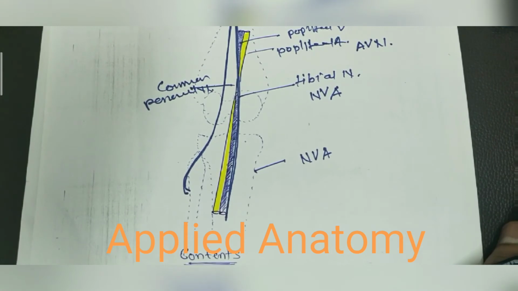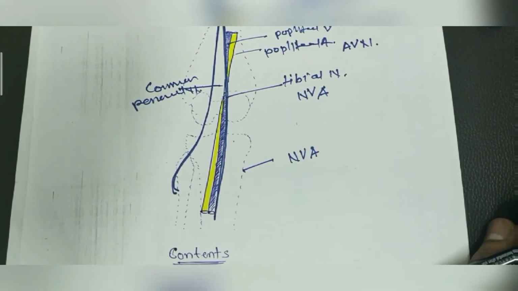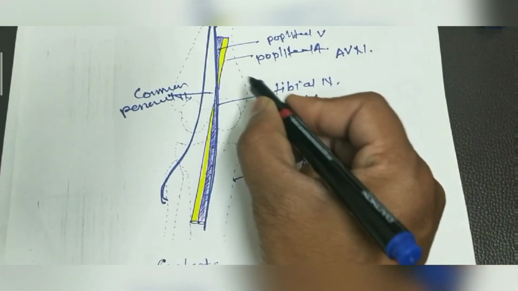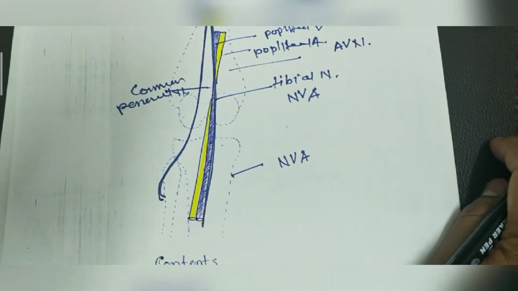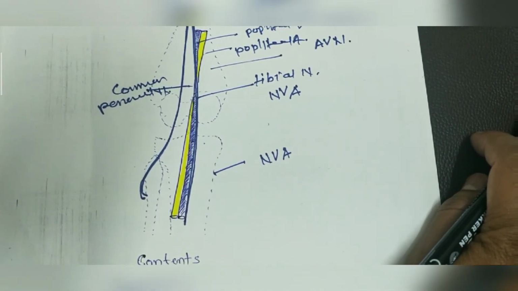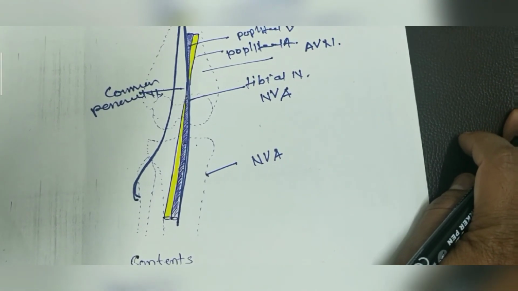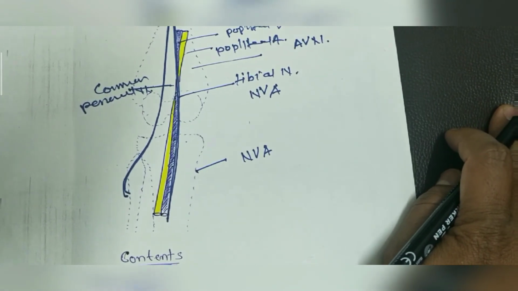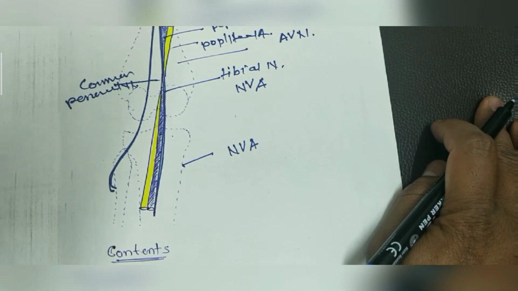Applied anatomy or clinical anatomy of the popliteal fossa. Blood pressure in the lower limb is recorded from the popliteal artery. This popliteal artery is important in blood pressure recording. The popliteal artery is fixed to the capsule of the knee joint by a fibrous band, so primary thrombosis of the artery in young subjects is more common.